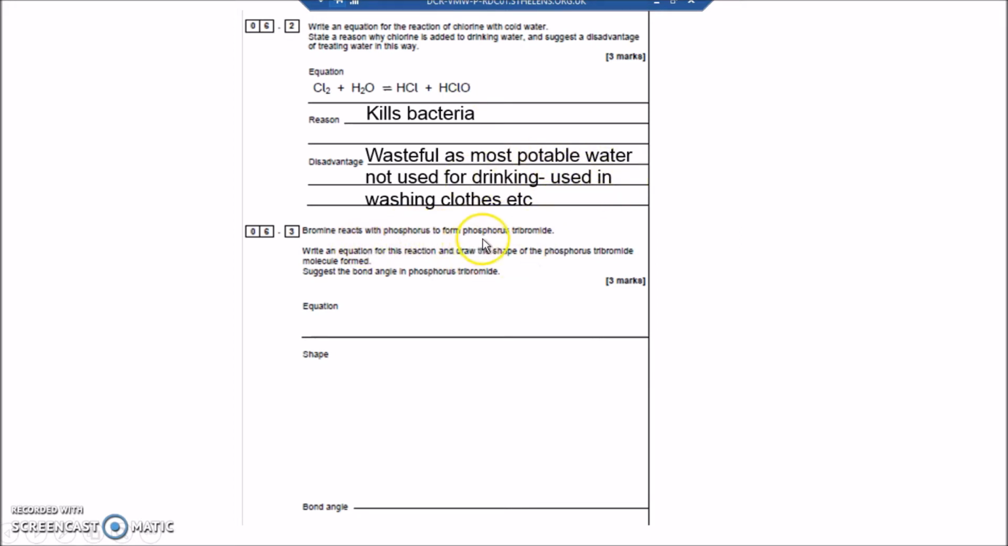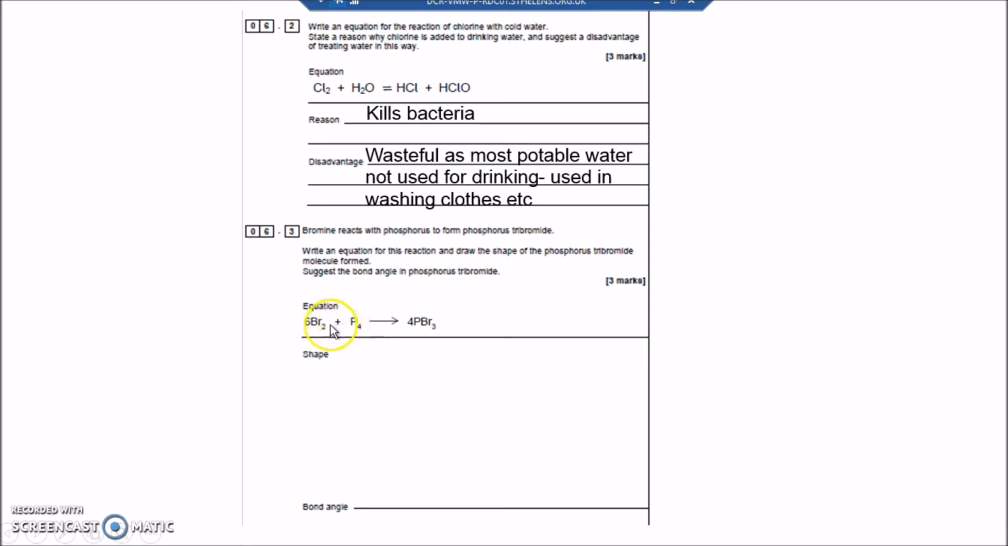Bromine reacts with phosphorus to form phosphorus tribromide. Write an equation for this reaction. So we've got Br2 and P4. Phosphorus forms P4, so don't write just phosphorus on its own. Always put P4. It forms a molecule. It's molecular P4, four phosphorus atoms bonded together.